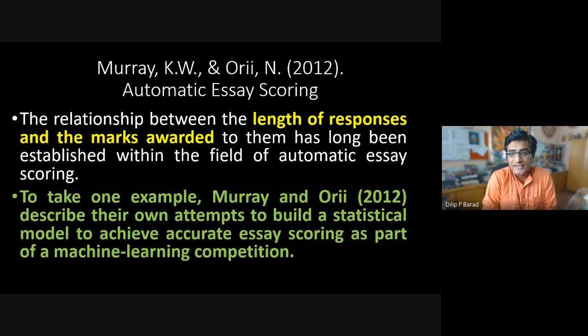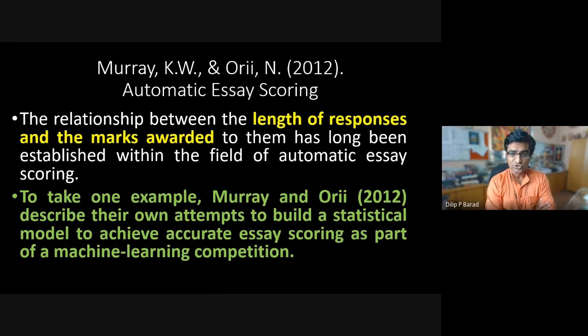Murray and Orii have done one study so far as automatic essay scoring is concerned. Automatic, not handwritten, but automatic typed answers. The relationship between the length of responses and the marks awarded to them has long been established within the field of automatic essay scoring. So when they go for artificial intelligence or the algorithm, they obviously connect this point, the length of response and the marks. So the longer answer obviously gets more marks.